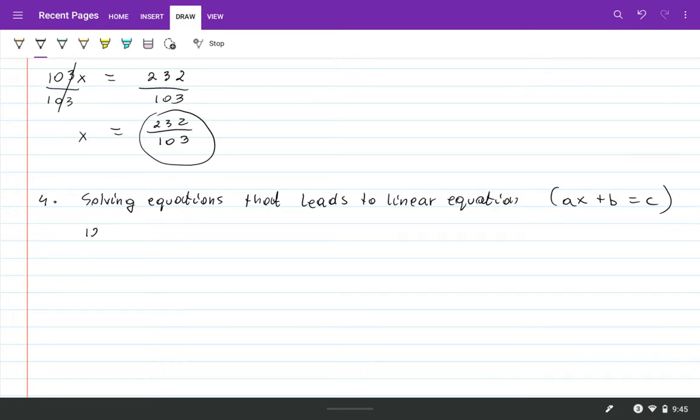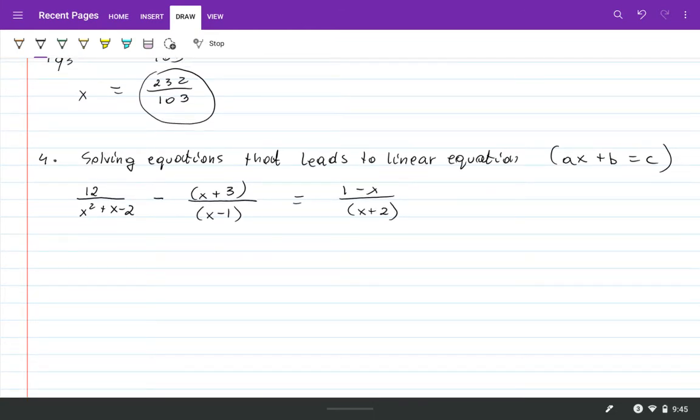So the example which I would like to solve with you guys is this one. 12 divided by x squared plus x minus 2, minus x plus 3 divided by x minus 1, equal 1 minus x divided by x plus 2. So big equation here, we also have fractions.